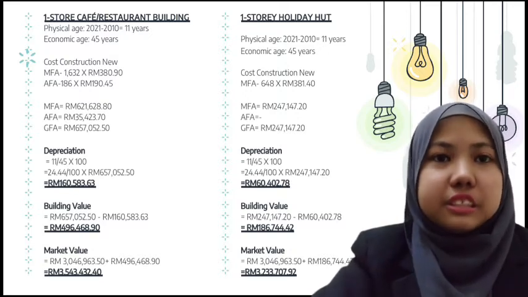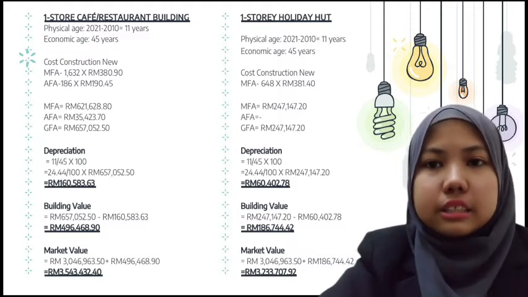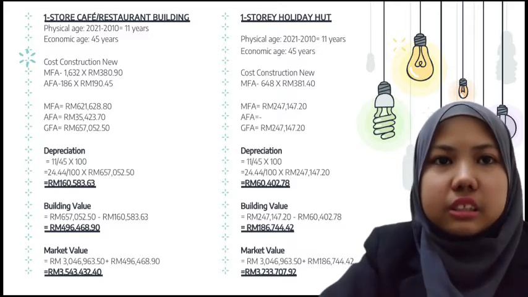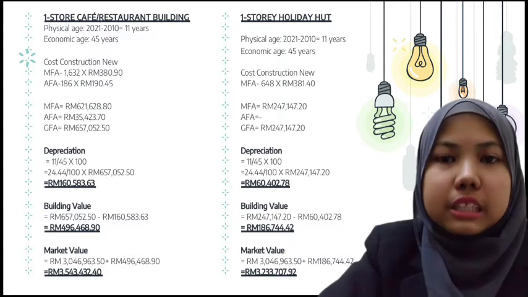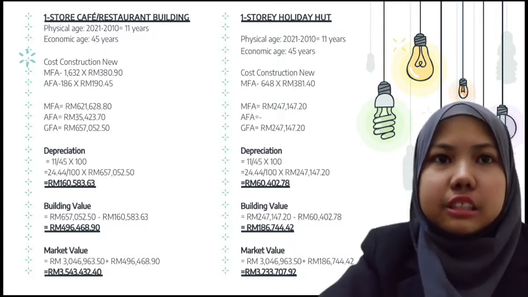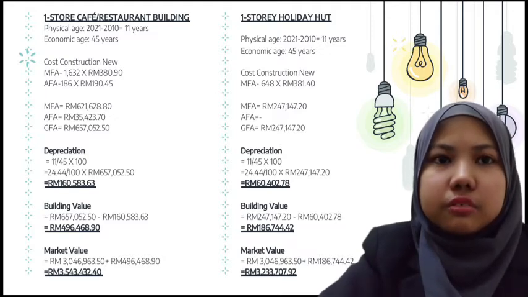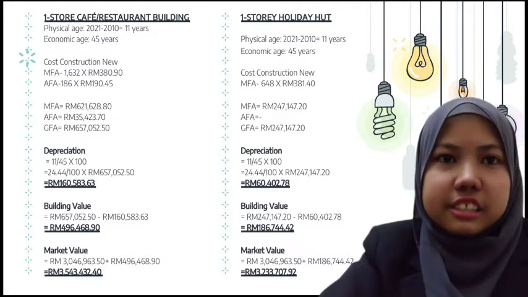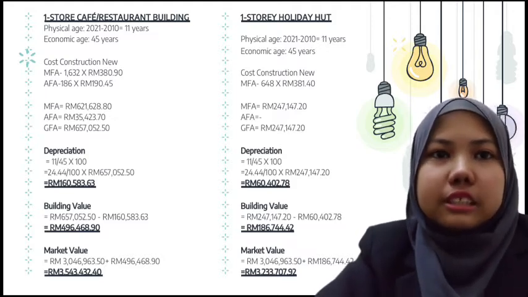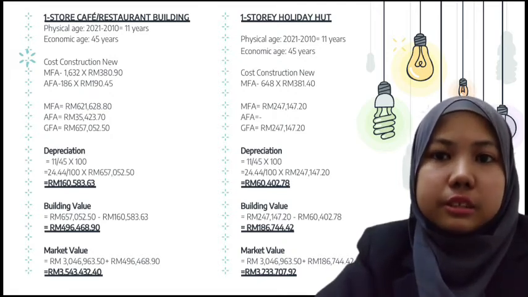And for depreciation, the formula is physical age divided by economic age and times 100. From this, 11 years divided by 45 and times 100, we get 24.44 over 100, and then times the GFA value of 6 millions, and the final depreciation is 160,583 ringgit. And lastly, building value is GFA minus depreciation, which gives the final building value.